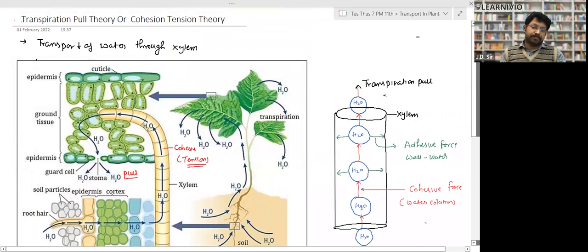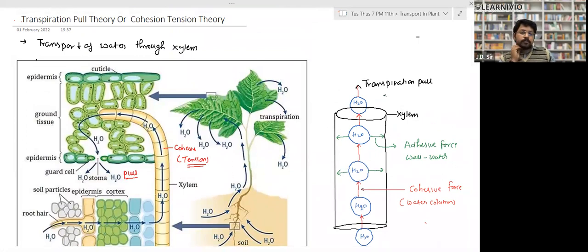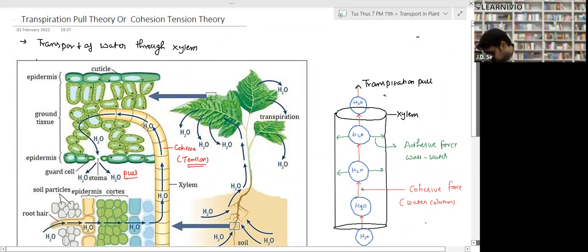Have a glance at the theory, and if you have any doubt, all of you, please ask me. This is the theory which explains how the movement of water molecules takes place.